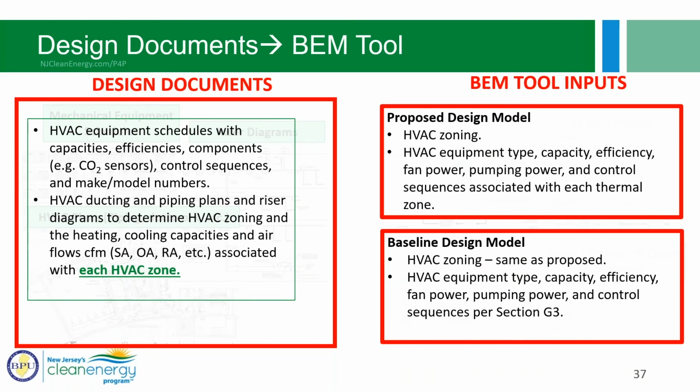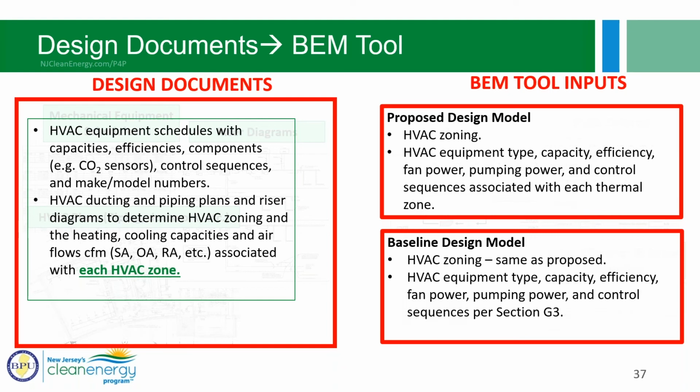So what specifically? In the design documents, the schedules show us the capacities, the efficiencies, the components, for example, CO2 sensors, things like that. The schedules can sometimes also show us control sequences, or those can be elsewhere. They show us make and model numbers for the equipment.